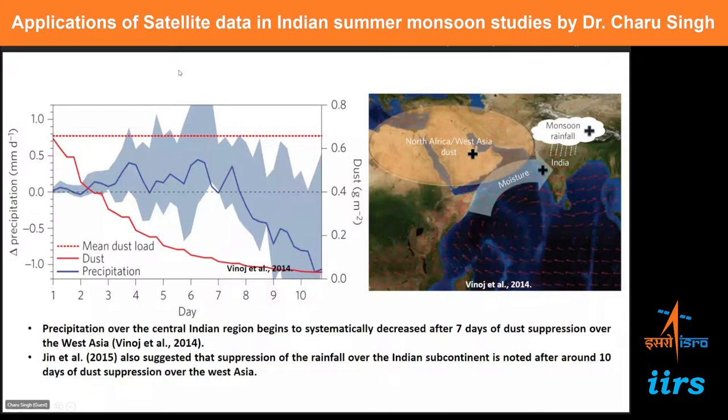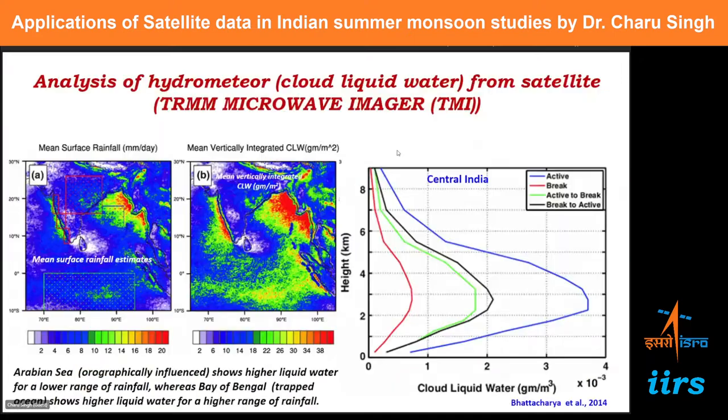So given the covariability that we observed using the satellite data set, a model experiment has been conducted. Northern Africa and West Asian region. The Indian summer monsoon rainfall also witnessed a decline during the monsoon season. So this relationship is happening at a 7 day time scale. If you suppress the dust here, after 7 days of this suppression, a decrease in the rainfall over the Central Indian region is noted. And this finding is also supported by the satellite-based observations.